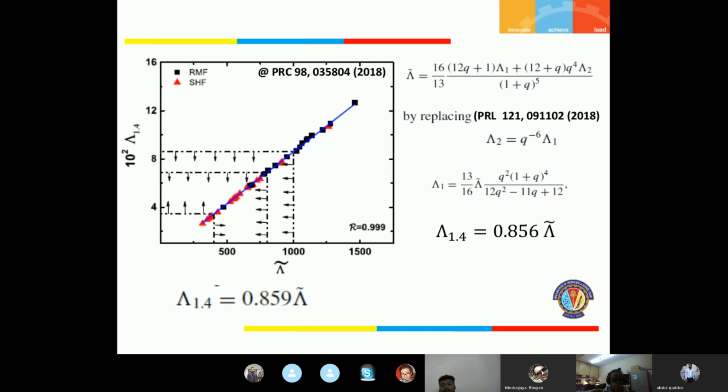Although our work was submitted earlier to the journal, both works have been done independently. I will show later, in a few slides, how this relation between the tidal deformation of one star and the other star with q to the power 6 is valid.